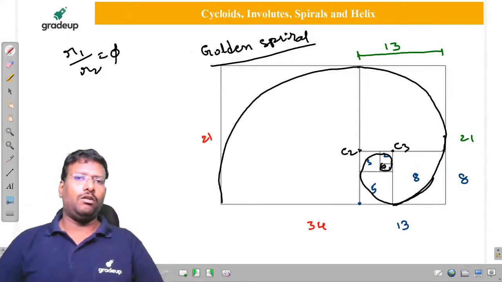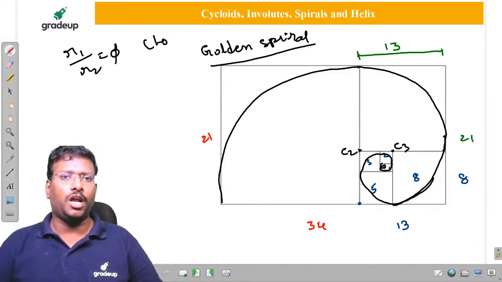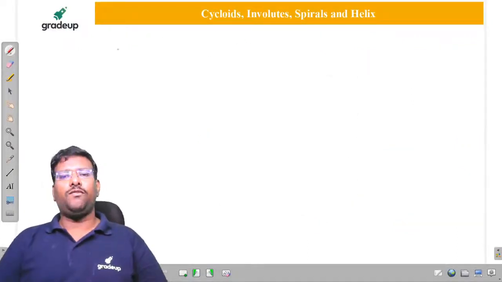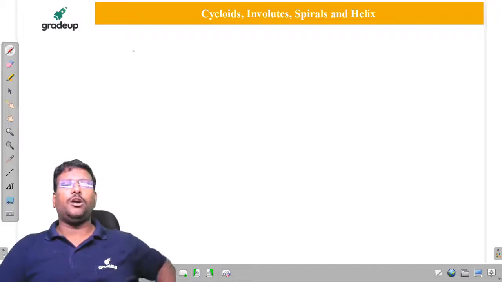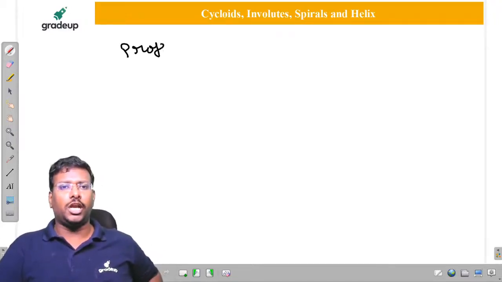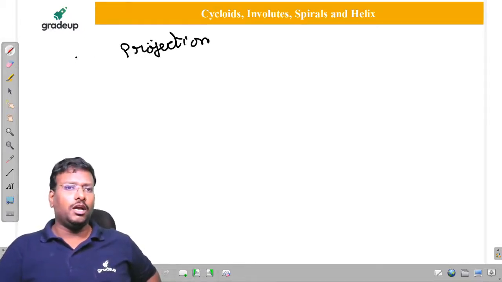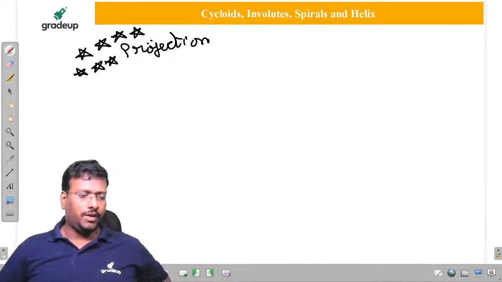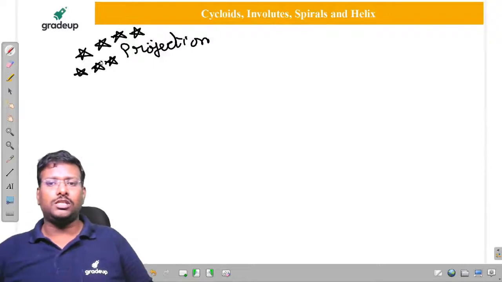This golden spiral is one example of a logarithmic spiral. Okay, my dear friends, Helix I will explain tomorrow. If you have any doubt up to this, try to raise the point. Tomorrow I am going to start projections, one of the most important topics. If you can't understand this particular concept, further topics are difficult. Not just difficult, we can't even attempt them. That's why don't miss tomorrow's lecture.